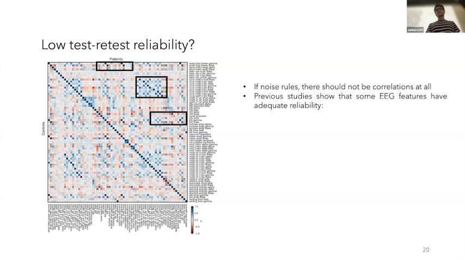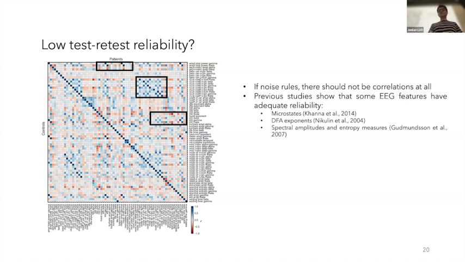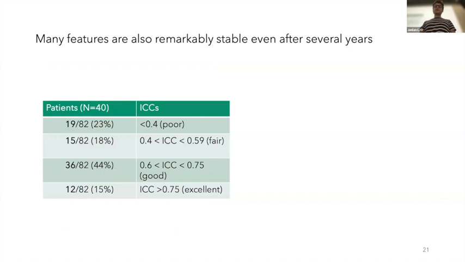And also there have been previous studies showing that some EEG features have adequate reliabilities, like the EEG microstates or the detrended fluctuation exponents, the spectral amplitudes and entropies, among others. I will also present some preliminary data: some of these same patients and controls that took part in this first recording also came to the lab again after 5 years. So we re-recorded the resting EEG, and we analyzed how stable these EEG features were.